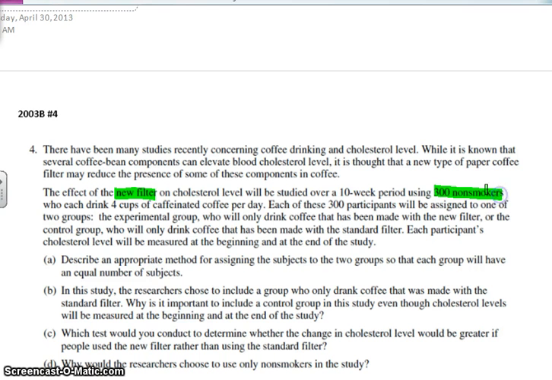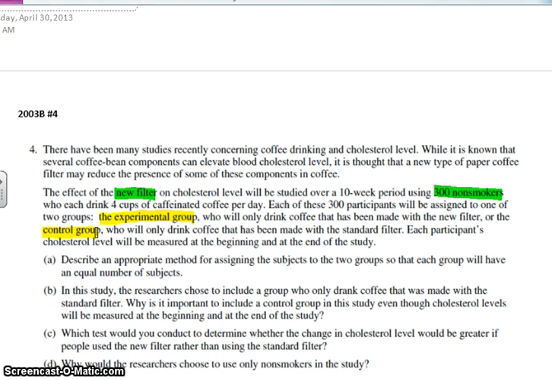We have 300 non-smokers, and they all drink 4 cups of caffeinated coffee per day. We're going to have 2 groups, 2 treatments, an experimental group, this is the new filter, and a control group, this is the standard filter. And each participant's cholesterol level will be measured at the beginning and at the end of the study. So we're going to look at the change in their cholesterol level.